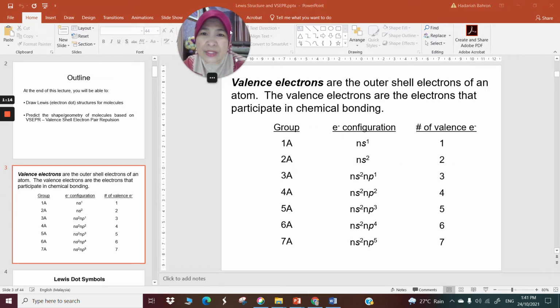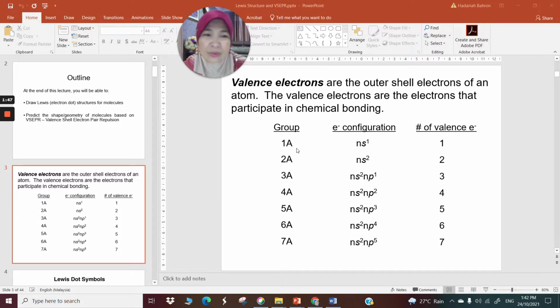As you already encountered, valence electrons are electrons that are located at the outermost shell of an atom. Valence means outside, the outermost. The valence electrons are electrons that participate in bonding. So no inner electrons will participate in bonding, and those that become involved in any chemical bonding will only be the valence electrons.